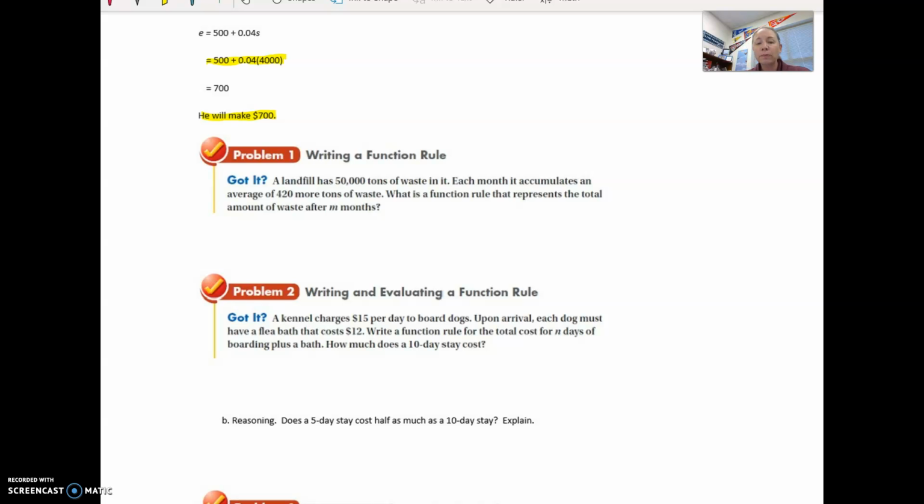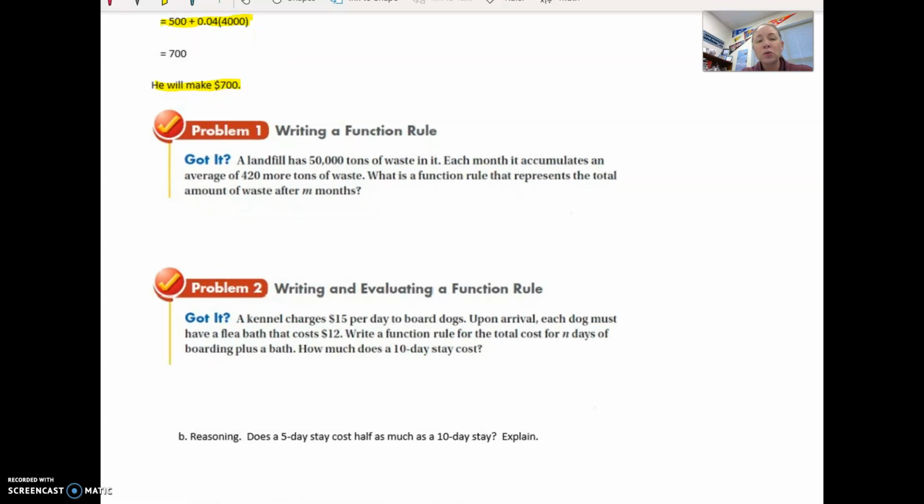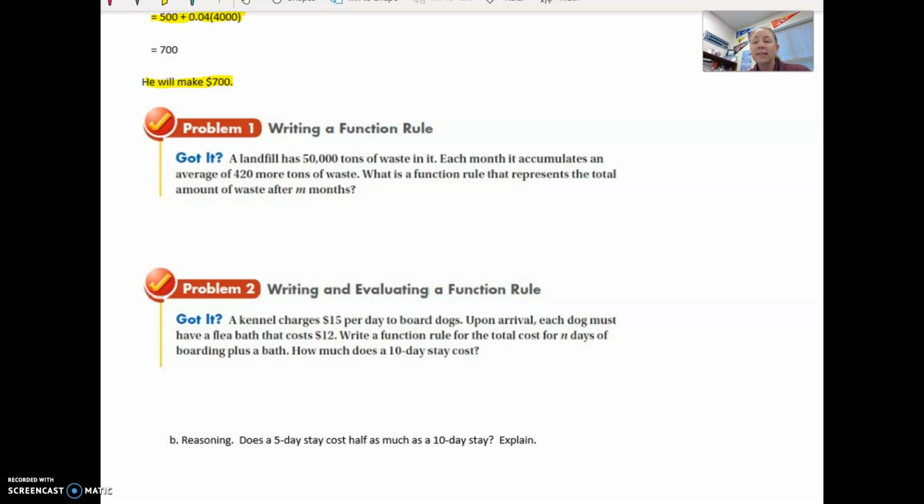So we've got several problems here that we're just going to practice with. Number one is just asking you to write a function rule. It is not asking you to solve for anything. So here it says, what is a function rule that represents the total amount of waste after m months? So they want you to use the variable m. So what we want to do is just look at that problem and look for those key words and just write a function rule. We don't have to actually solve it in this case. So a landfill has 50,000 tons of waste in it. So in that problem, that probably would be some important information.